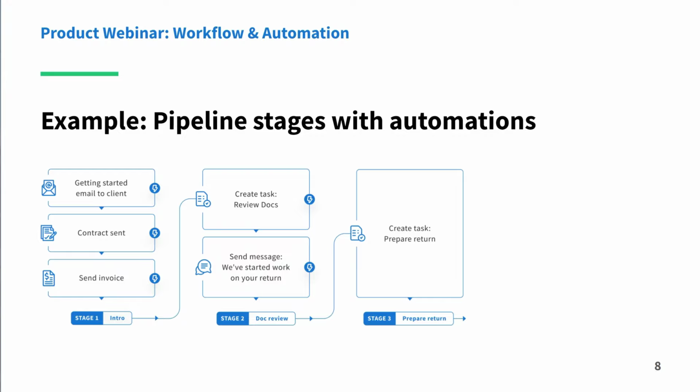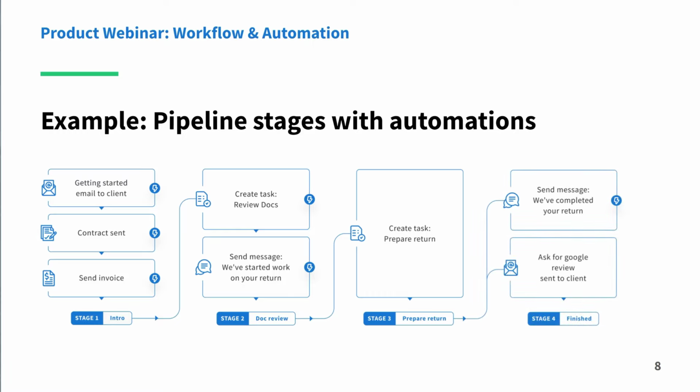Then, when those tasks are completed, it moves on to stage 3, where you will prepare the return. Then, for the last stage, when the return is done, an email will be sent letting them know that everything is done, and you can add an item to ask them for a review. Now, once all of this is done, the job is complete.